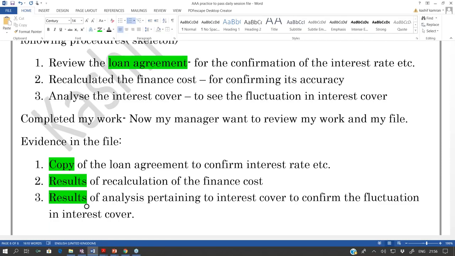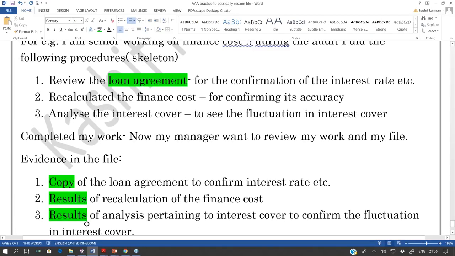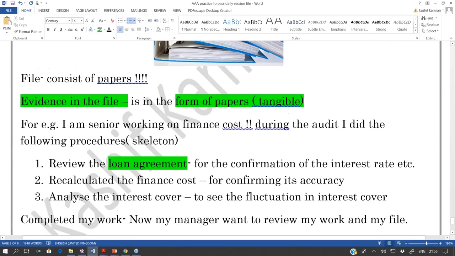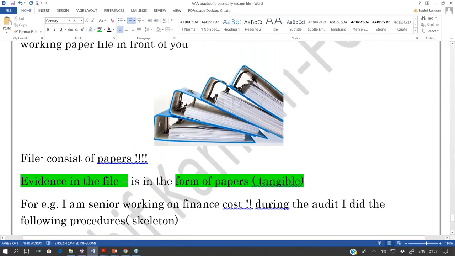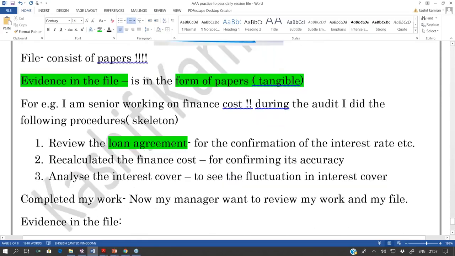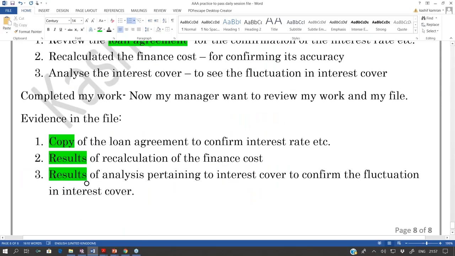Just before I broaden the evidence, are you understanding how I did this exercise? First of all, I was a senior, and being a senior, I did some procedures. Now, my manager wants to review what I did, so my manager is interested to see my file. I imagine a file in front of me, and my manager sits at a table and I put my file in front of him. First thing he will see in my file is a loan agreement copy.